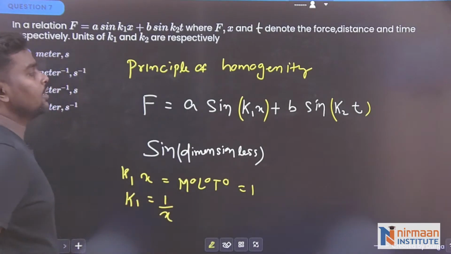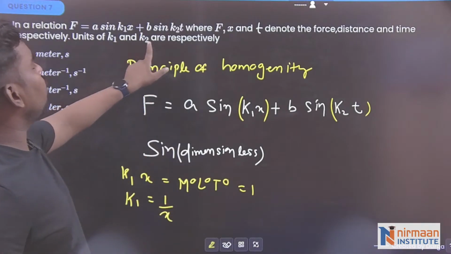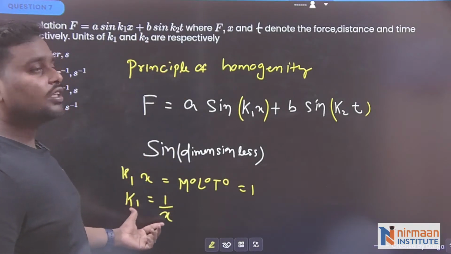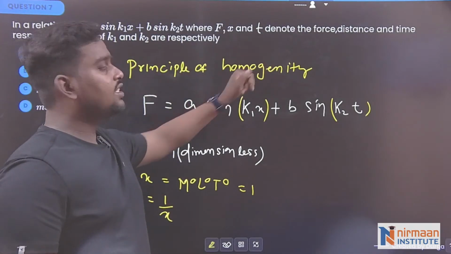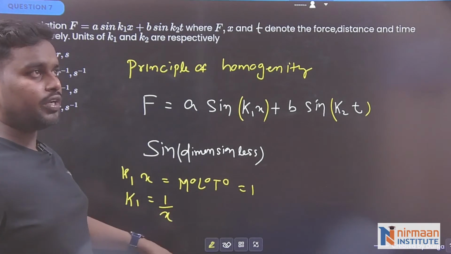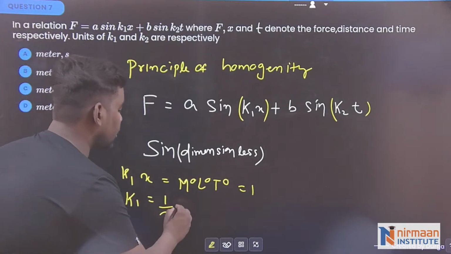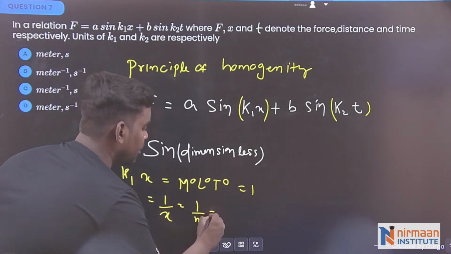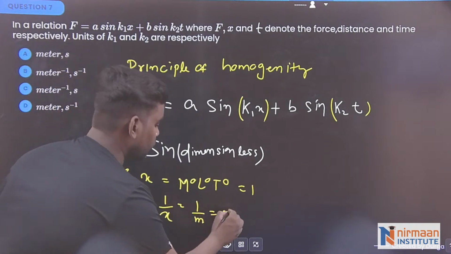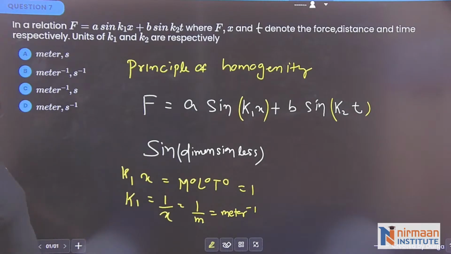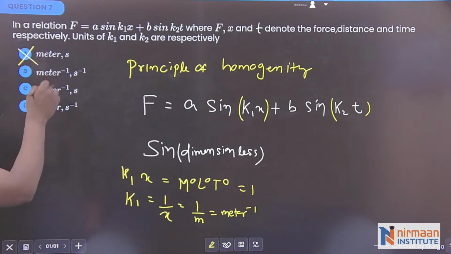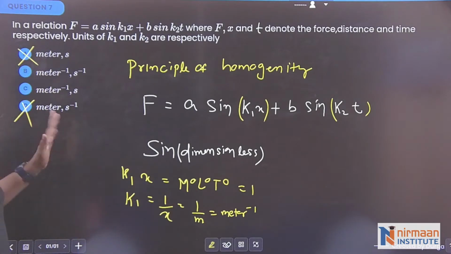They're asking what the units of k1 and k2 are. So what is x? The unit of x is distance. So 1 by distance means 1 by meter, which is meter inverse. So option B or option C will be correct, and options A and D are wiped out.